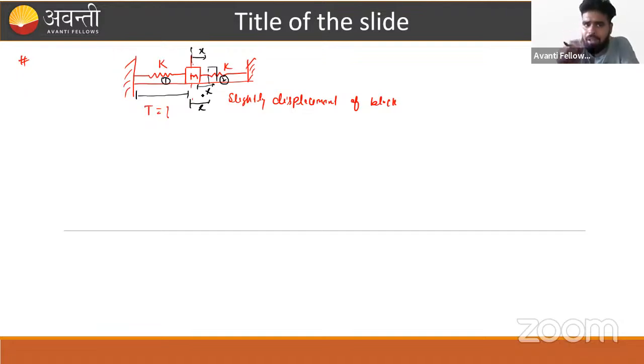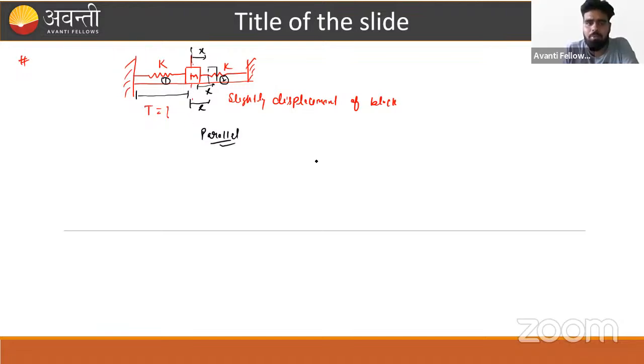Do you agree with me? The same amount of deformation occurs in both springs. And once we recognize the deformation is the same, it means the combination is nothing but parallel. I hope this is clear. How can we recognize? Slightly displace the block in the rightward direction. The same deformation that occurs in the second spring occurs in the first spring. So this is the parallel combination.